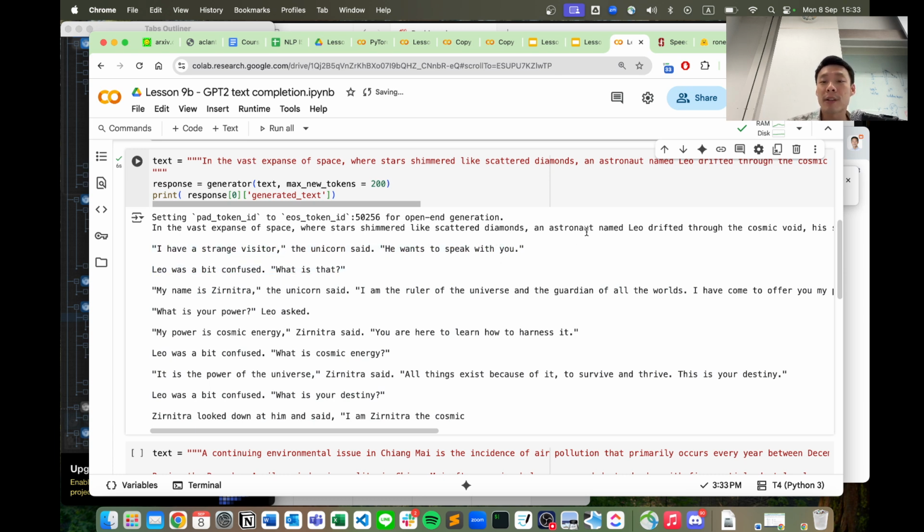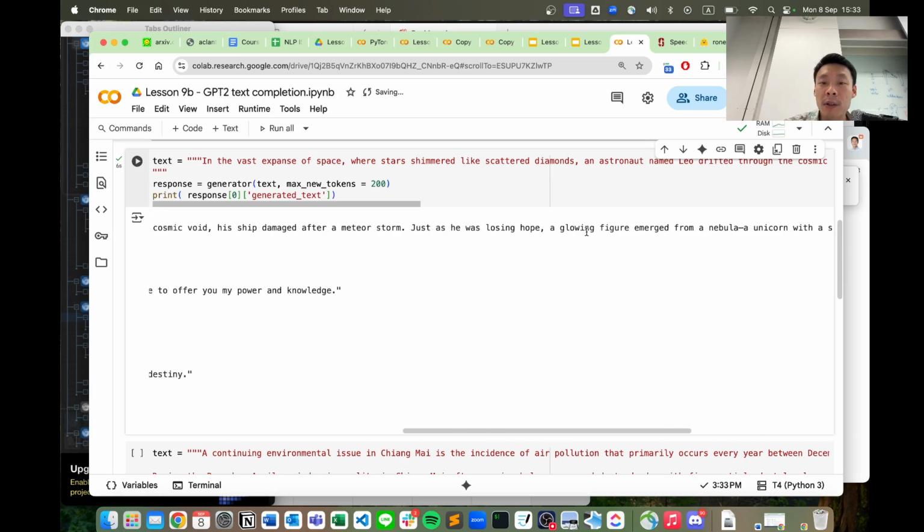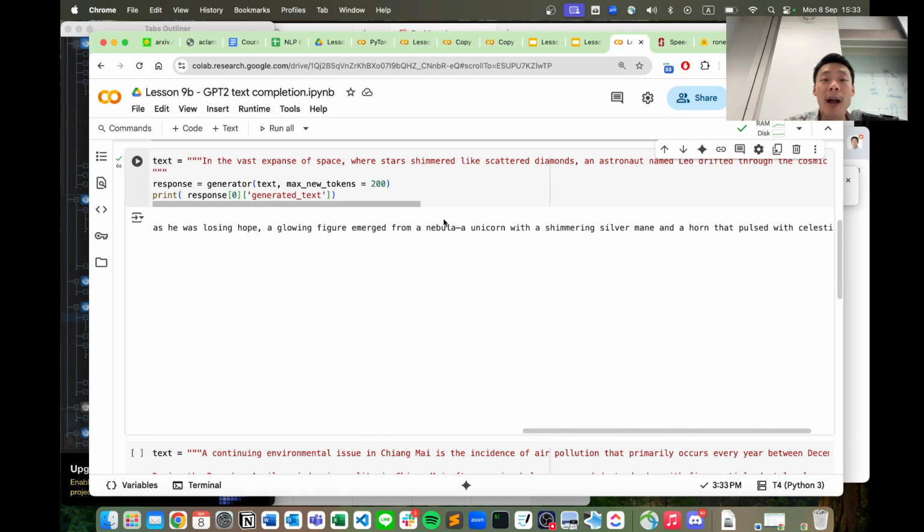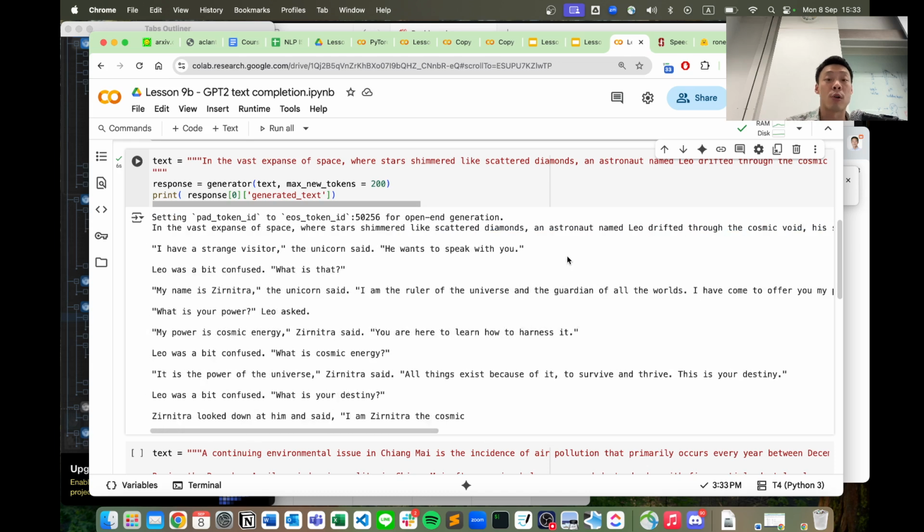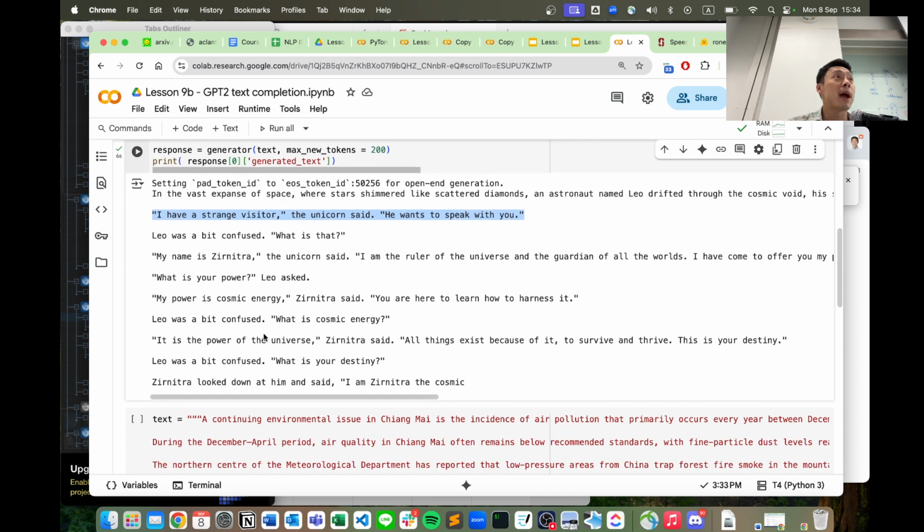He wants, did I say, is that a unicorn in this universe? Yeah, that's a unicorn with a shimmering silver mane and a horn that pulses celestial energy. Wow, really special unicorn. So it writes a story based on this celestial, magical unicorn thing. Leo was a bit confused. Who's Leo? Leo is this guy. Why do I point that out?